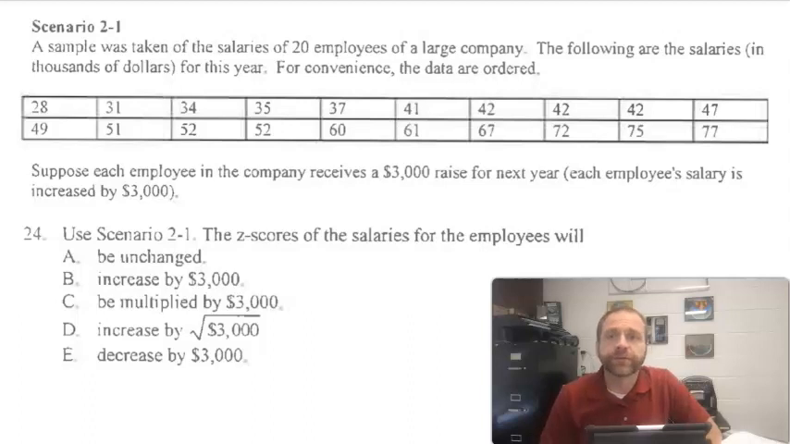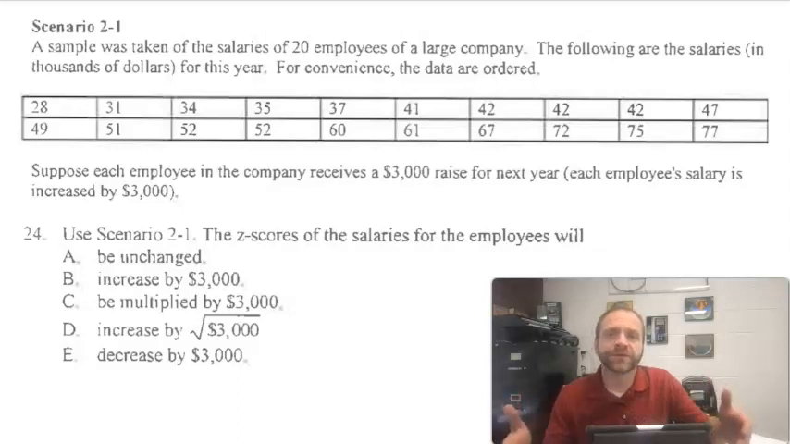We're looking at question 24 on the AP Statistics Midterm Review Packet, and we're told to use scenario 2-1. That scenario gives us the salaries of 20 employees at a large company, and they're ordered numerically for us. Now we're told, suppose each employee gets a $3,000 raise, which means you're going to increase their salary by $3,000. How is that going to affect the z-scores?